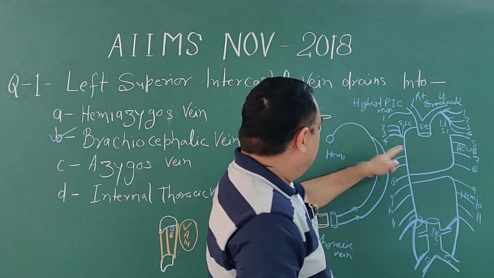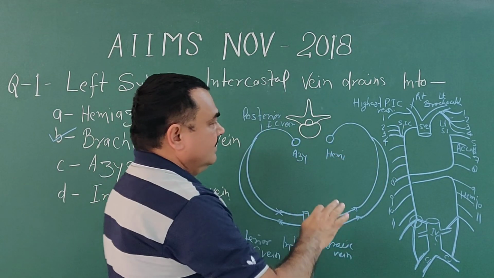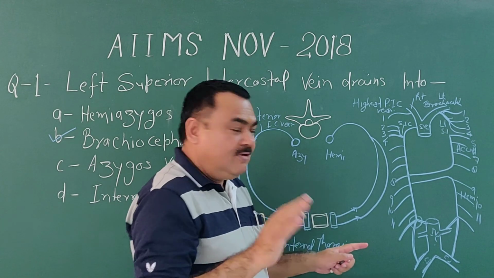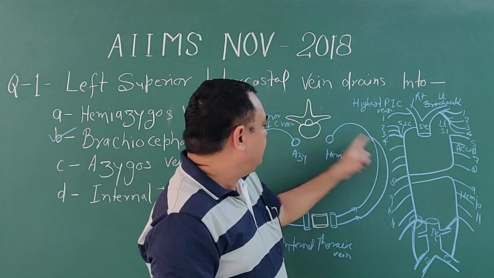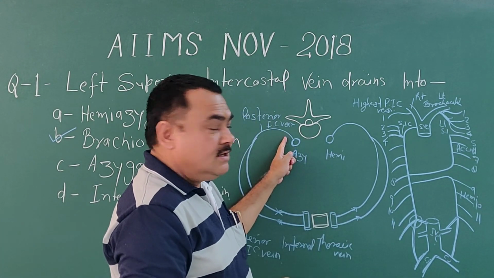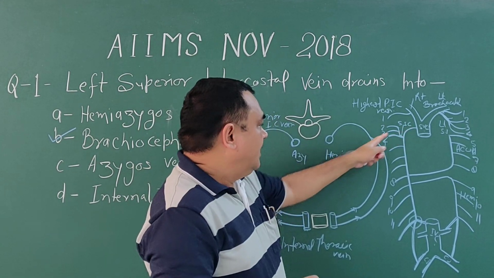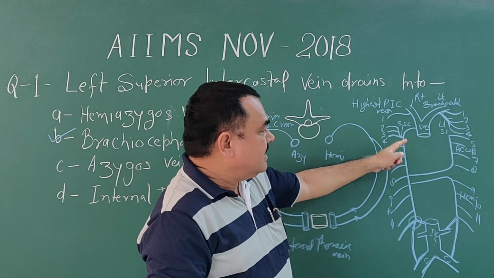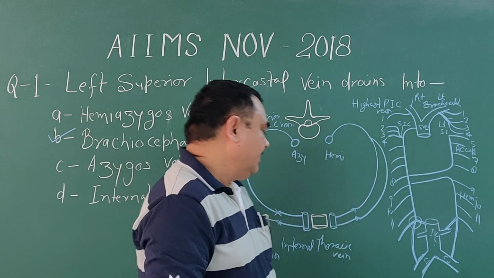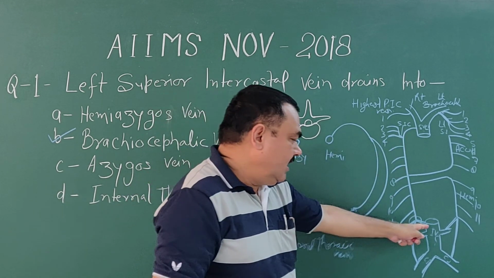So this is the azygous system, where you have seen how the posterior intercostal veins drain into the azygous vein, hemizygous, and ultimately the superior vena cava, and it is also connected with the inferior vena cava.